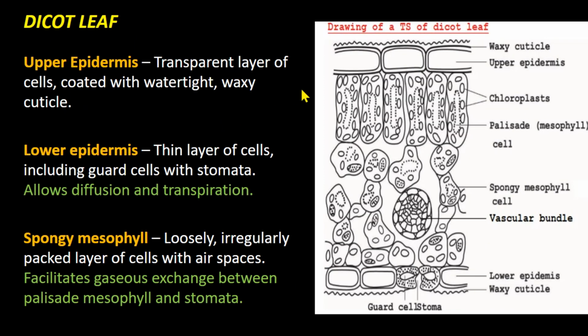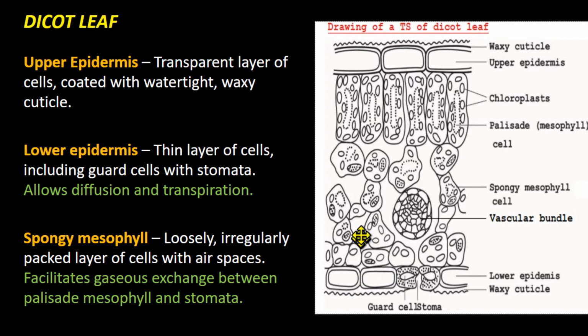Here we have the structure of a dicot leaf. So on top here we have the upper epidermis, and this is a transparent layer of cells. It's transparent because it doesn't have any chloroplast. It is coated with a watertight waxy cuticle, basically to limit water loss. Down here we have the lower epidermis. This is a thin layer of cells, and this includes guard cells and stomata. Basically this would allow diffusion and transpiration of gases such as oxygen, carbon dioxide, and water vapor.